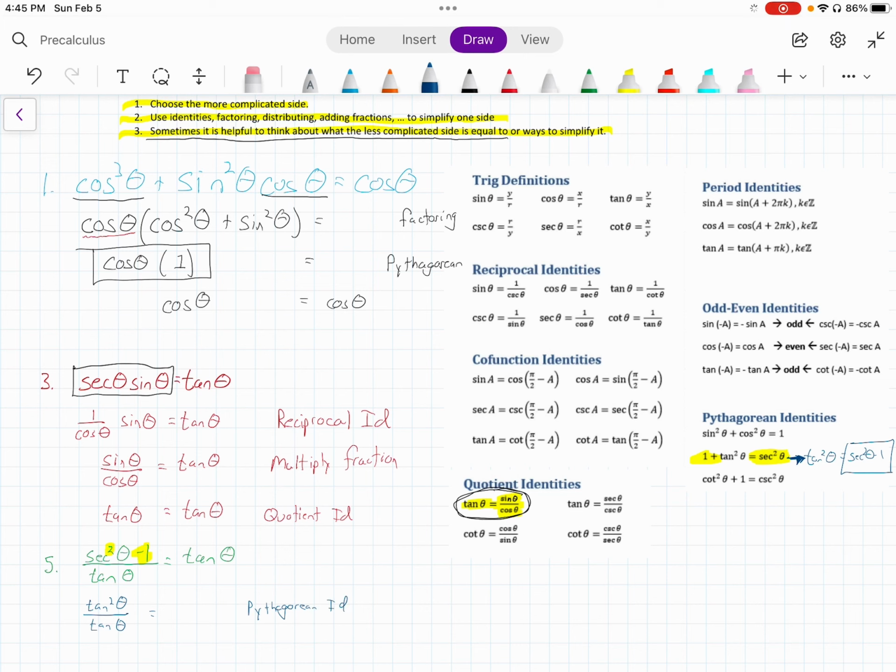And now we can simply simplify. So we have tangent theta equals tangent theta. And we just reduced, or canceled, simplified.